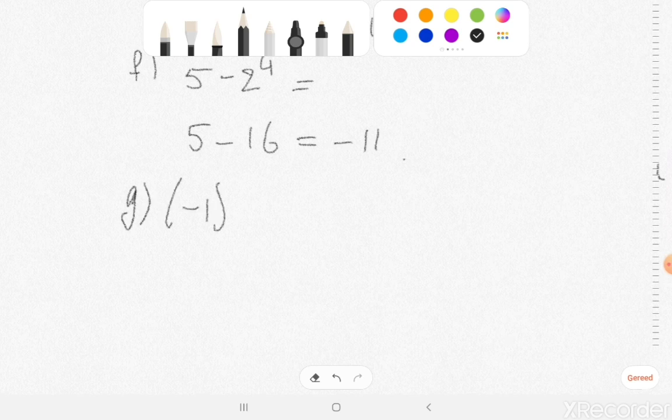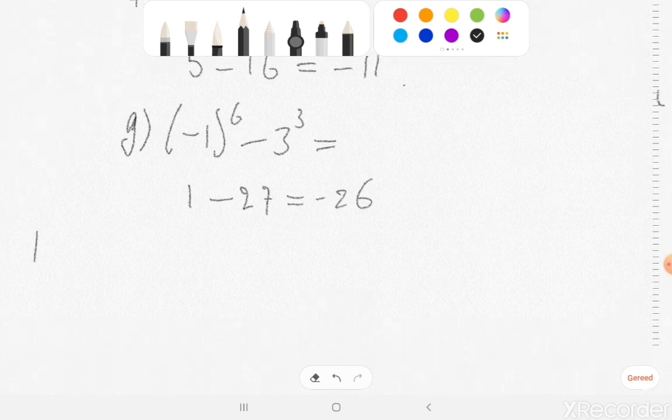G. Minus 1 inside the bracket to the power of 6, minus 3 to the power of 3. The base is negative, minus 1 to the power of 6, so it needs to be a positive number, and 1 times 1 times 1 times 1 is just 1. So there you go, 1. Minus 3 to the power of 3 is 27, and 1 minus 27 is minus 26.